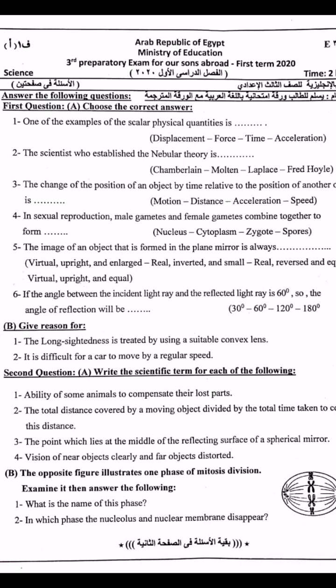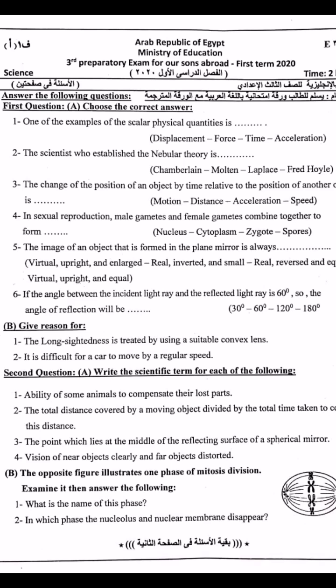Number 6, if the angle between the incident light ray and the reflected light ray is 60 degrees, so the angle of reflection will be 30, 60, 120, 180. The answer is: if the angle between incident light ray and reflected light ray was 60, so the angle of reflection equals 30, and also the angle of incidence equals 30.